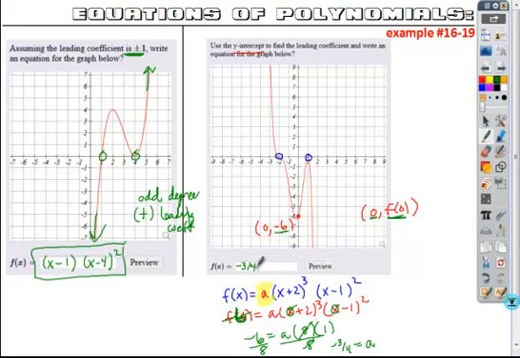When we write our answer, we get -3/4 x plus 2 squared, x minus 1. Oops, let me go back. -3/4 x plus 2 cubed, x minus 1 squared, and that would be our function.